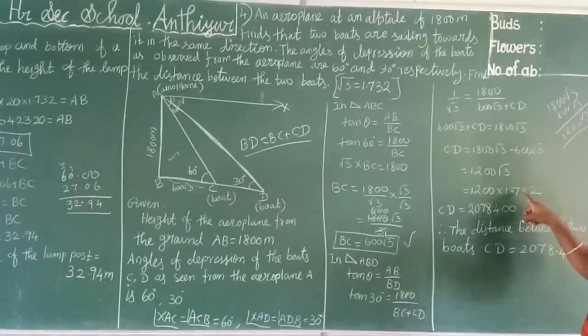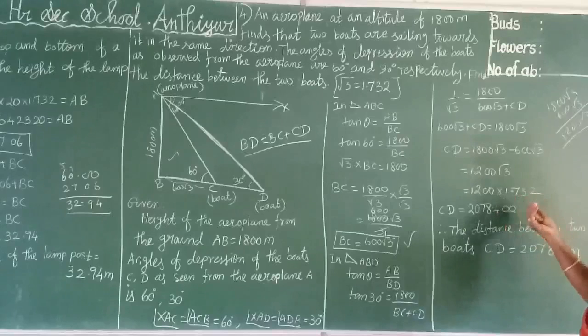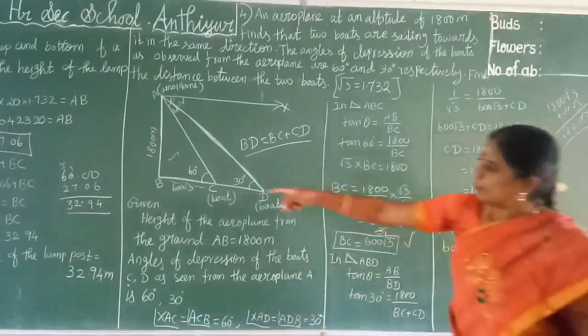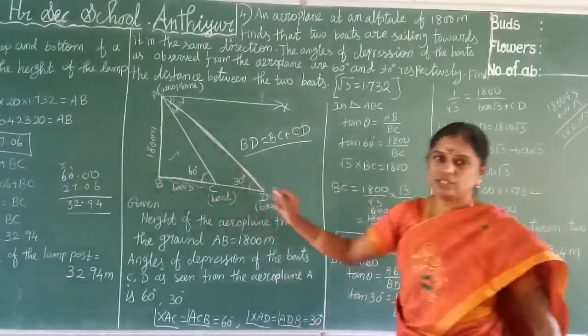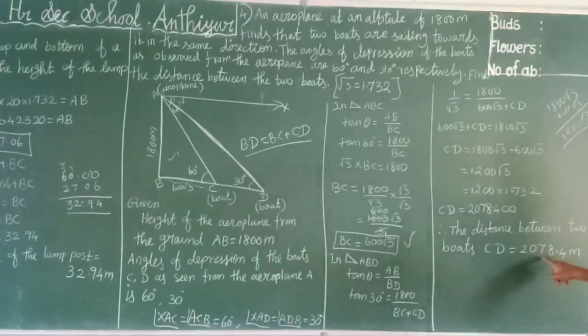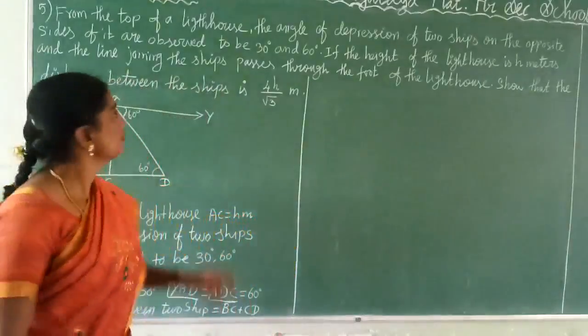So 2078400. Here we need three decimal places, so 2078.400. The decimal is placed here. So 2078.4. Here, meter or kilometer? Meter only is given, so here also the same unit, meter. Therefore the distance between the two boats, CD, is equal to 2078.4 meters. Clear?